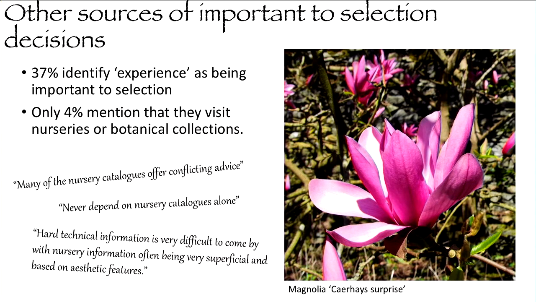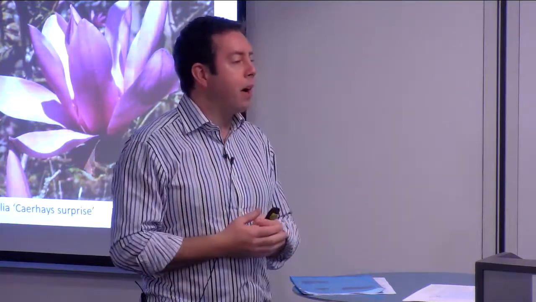The other source of information that was important to people: 37% said their experience was really useful, and of course experience is brilliantly useful, but it's necessarily backward looking. It's what's worked in the past, and actually we need to be much better at having a vision of what we want to work in the future. So that's going to remain an important aspect of selection, but we also need to not rely on experience, because we're never going to develop our palette of species if that's the case.